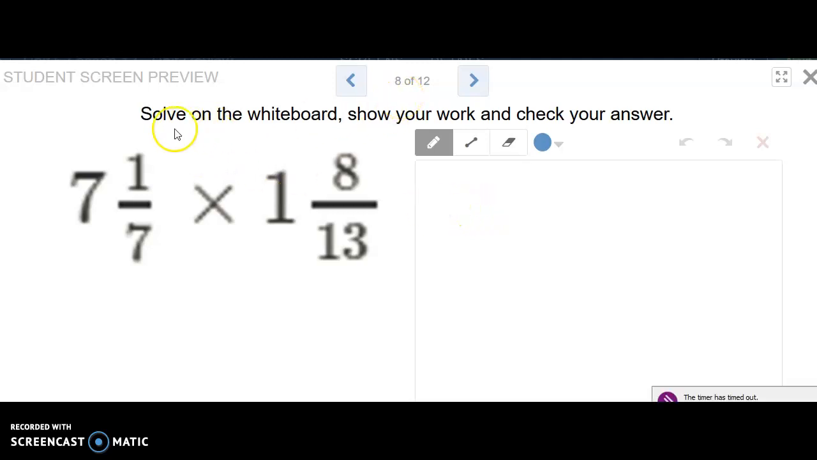Okay, so question number 8 says to solve on the whiteboard, show your work, and check your answer. So let's rewrite our problem on the board. I've got 7 and 1/7 times 1 and 8/13. So right away, I'm noticing that I have some mixed numbers and I'm multiplying them.